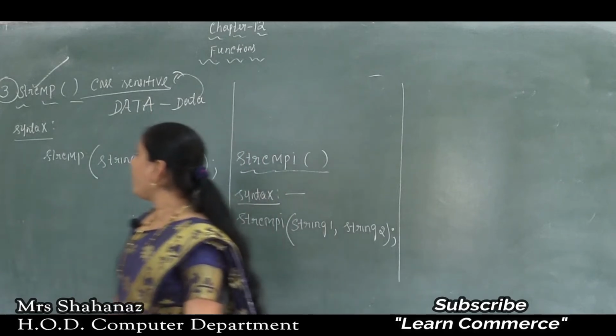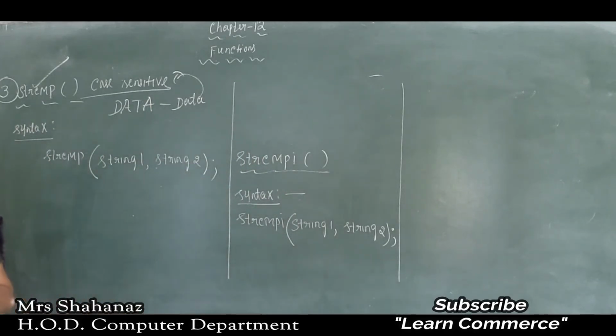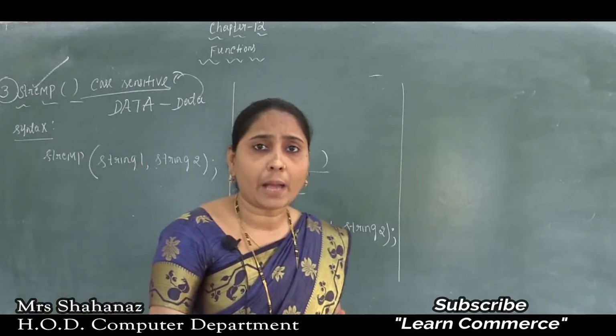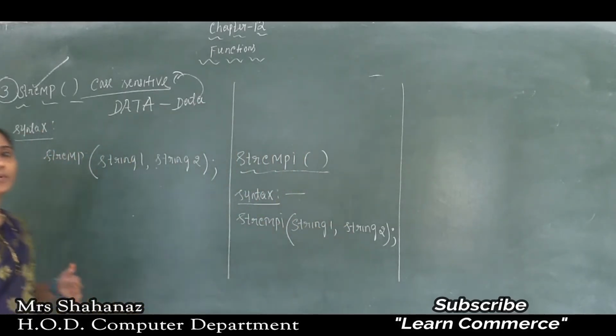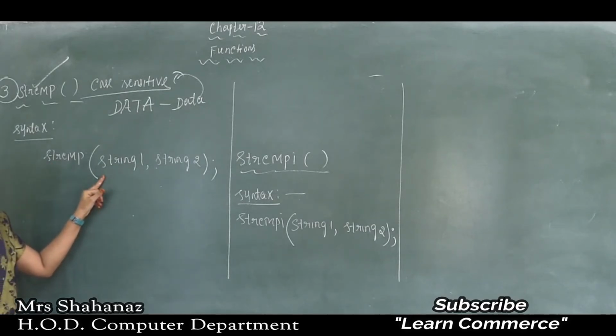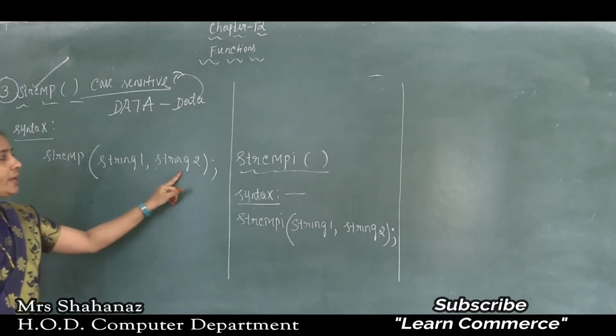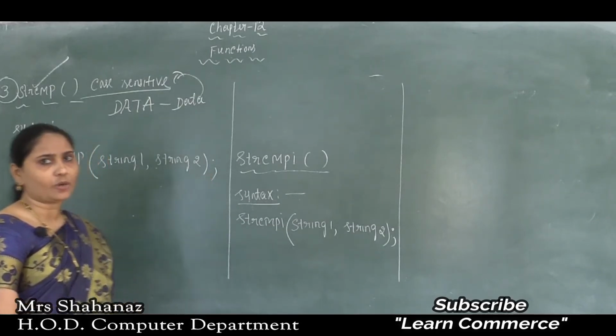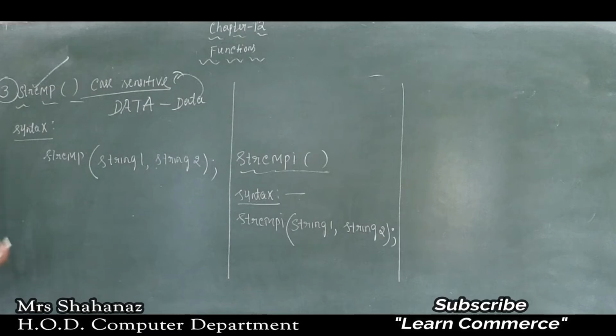Now, after completing the meaning of case sensitive, whatever I said in our explanation of strcmp, I am going to show one by one. As we know, the syntax of strcmp is strcmp, opening bracket, string 1, comma, string 2, closing bracket, semicolon. So this is the syntax, and we know the meaning of this strcmp. Now I am using examples.